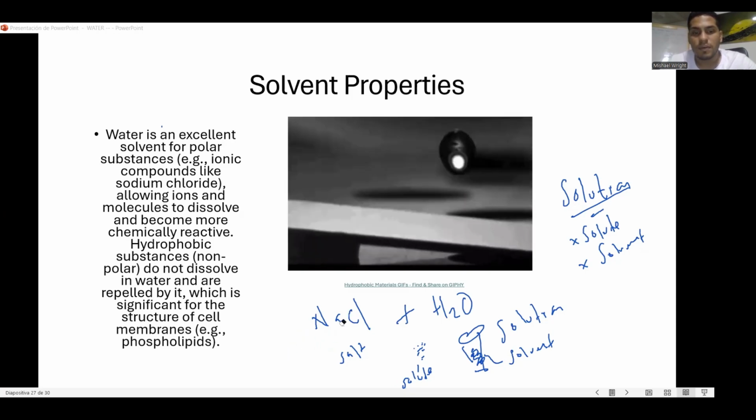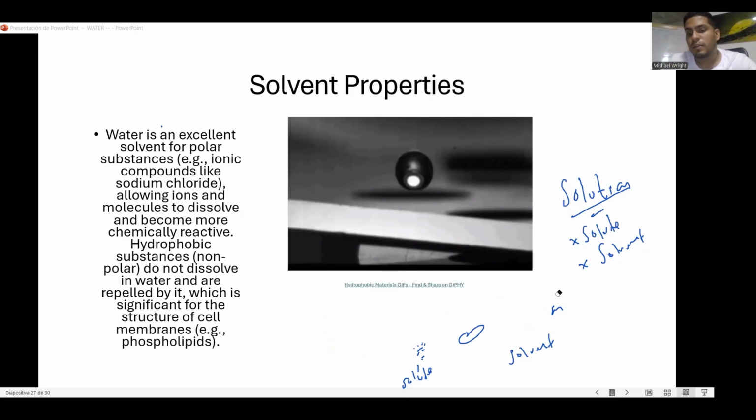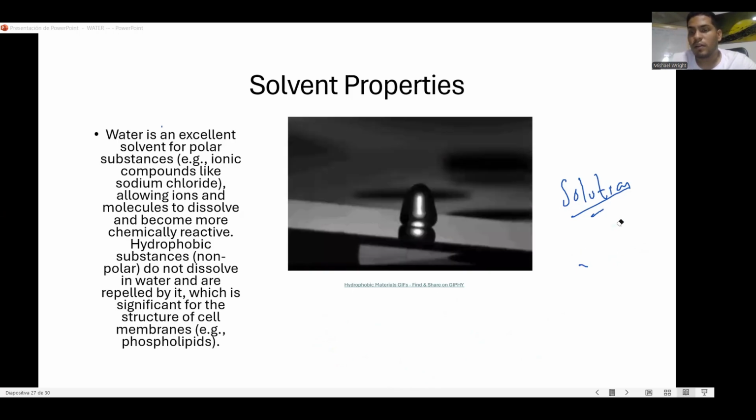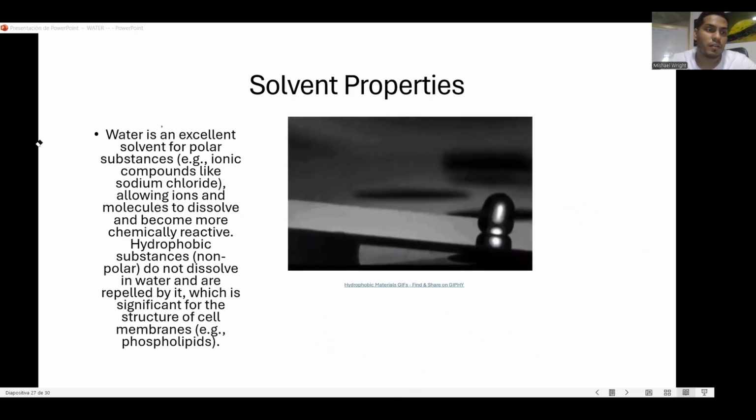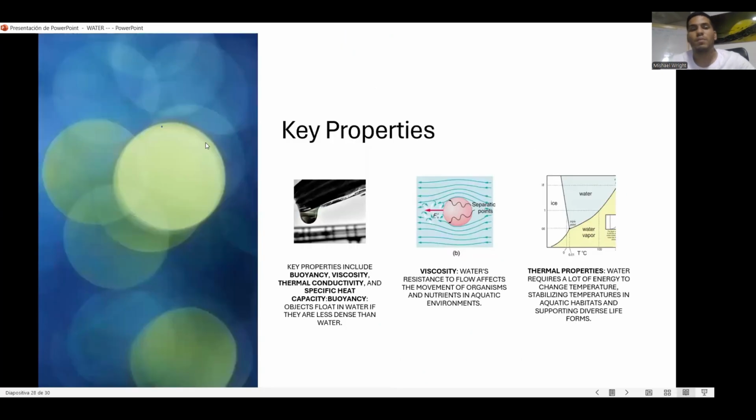For example, in the phospholipids, you find a part that is basically hydrophobic because it does not need water, so it requires other conditions better than having water. Okay, so the key properties here are that water can also include buoyancy, viscosity, thermal conductivity, and specific heat, right? It also has a great specific heat capacity. In fact, you can boil water at 100 Celsius degrees, and that's a lot, right? So water can store a lot of thermal energy or heat energy.